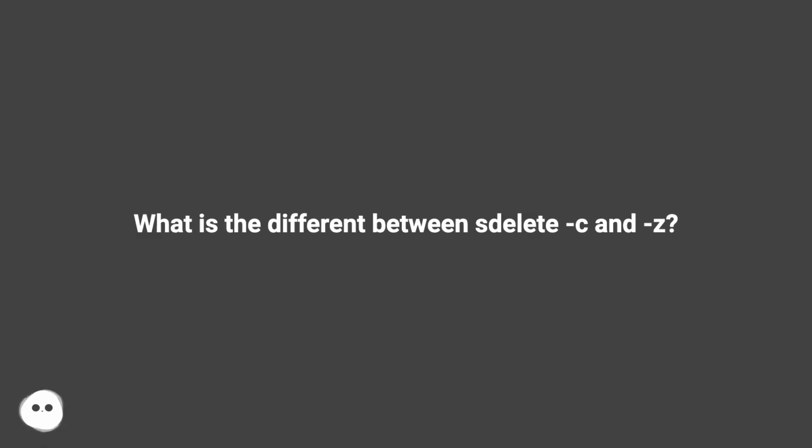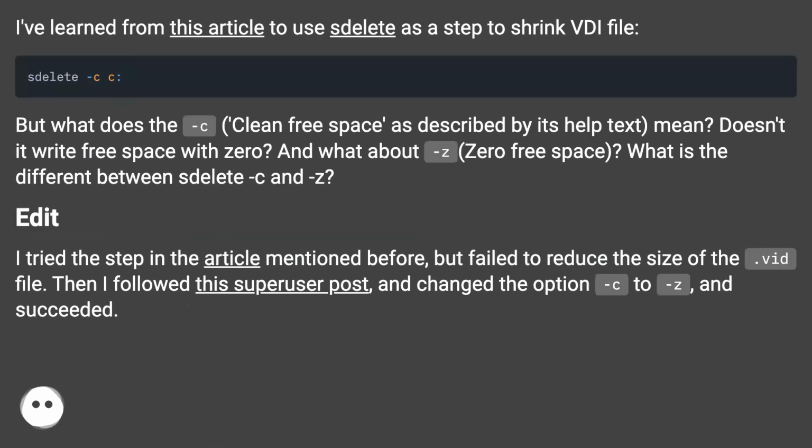What is the difference between SDelete -c and -z? I've learned from this article to use SDelete as a step to shrink a VDI file. But what does -c, "clean free space" as described by its help text, mean? Doesn't it write free space with 0? And what about -z, "zero free space"? What is the difference between SDelete -c and -z?